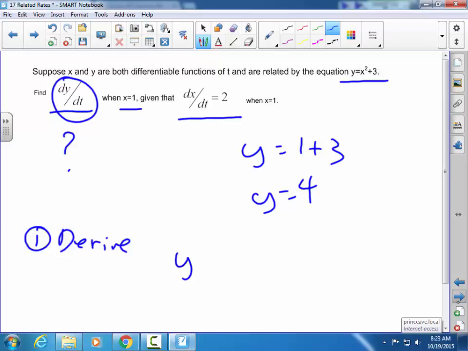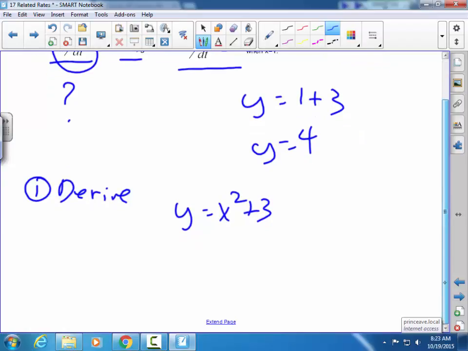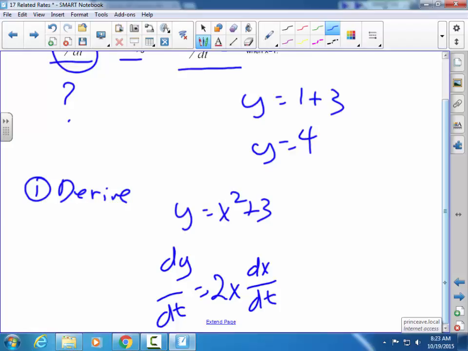So if we're taking the derivative of y equals x squared plus 3 with respect to time, we get dy dt equals 2x dx dt plus 0. Now, why did I have to put a dx dt in there? That's right. We're taking derivatives with respect to t.